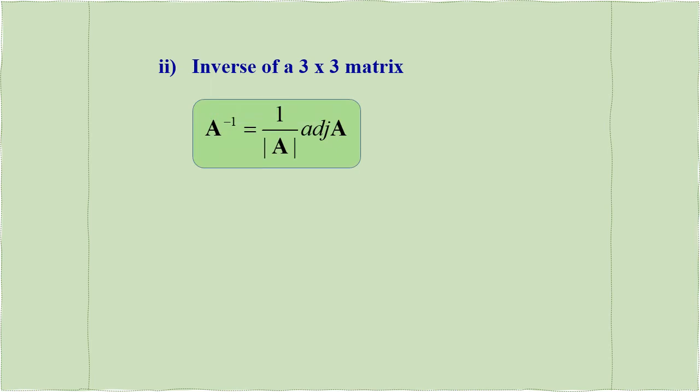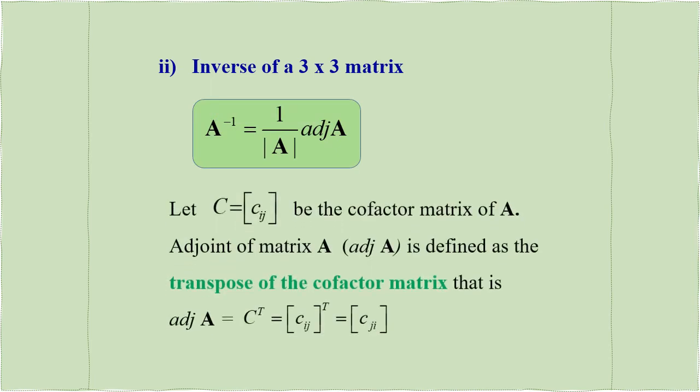So this is the inverse for 3 by 3 matrices. Let C be the cofactor of matrix A. Then the adjoint of a matrix A is defined as the transpose of the cofactor matrix. That is, adjoint A equal to C transpose. Okay, so now you understand what is meant by transpose.